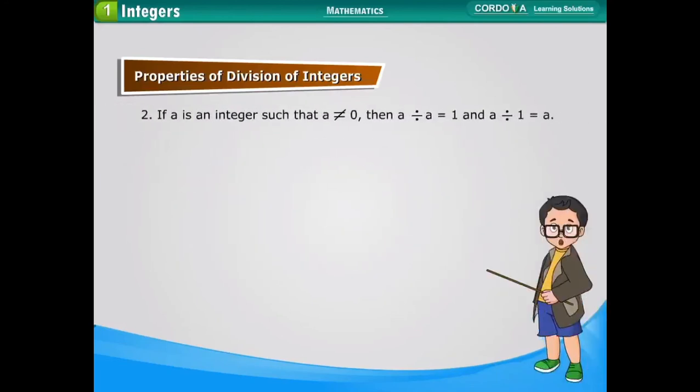If a is an integer such that a is not equal to 0, then a divided by a is equal to 1 and a divided by 1 is equal to a. Examples: 7 divided by 7 is equal to 1. -8 divided by -8 is equal to 1. -9 divided by 1 is equal to -9.